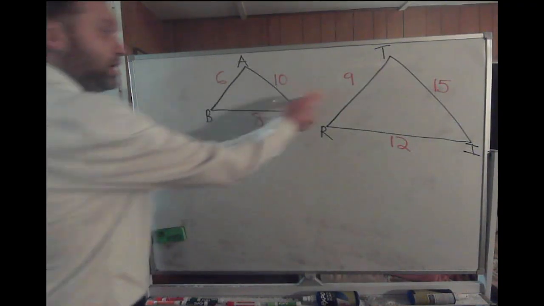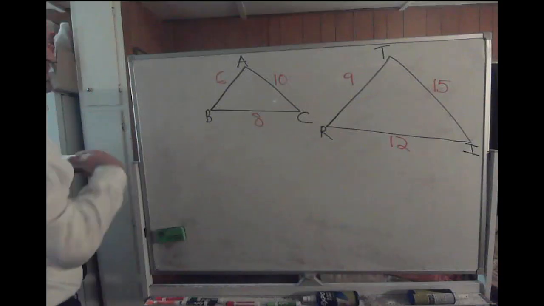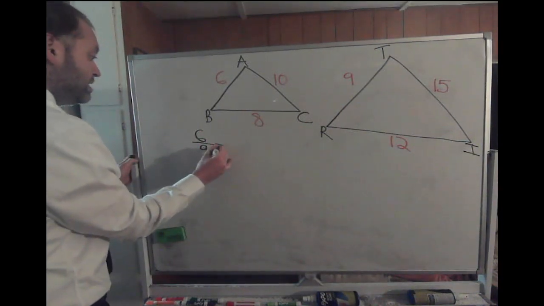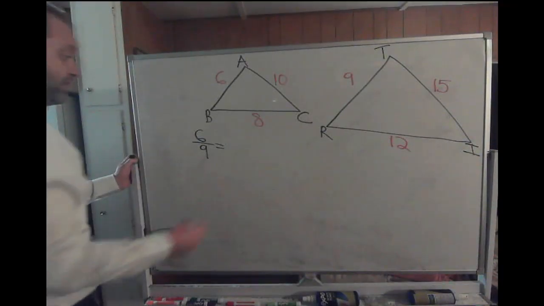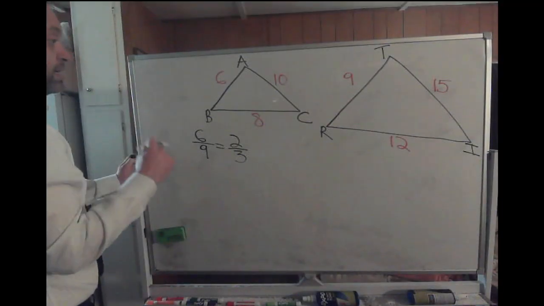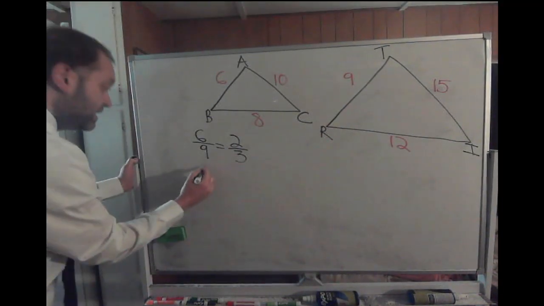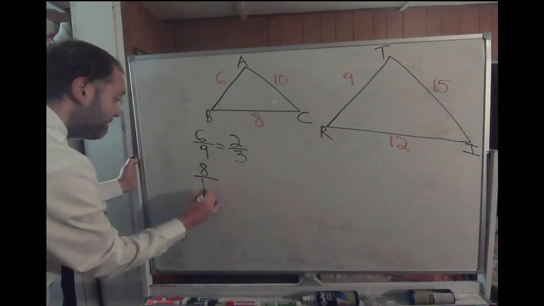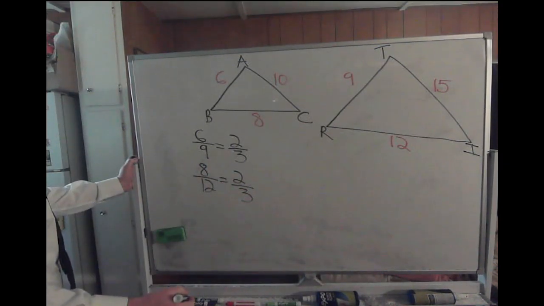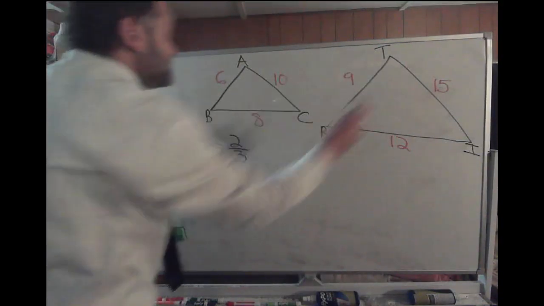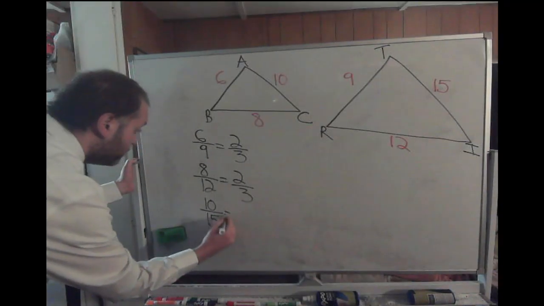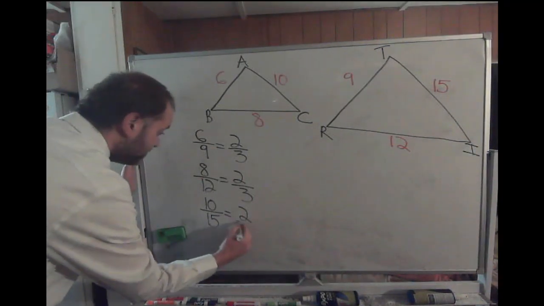Looking at these 2 triangles, AB would be in ratio to TR. So you would take 6 to 9. Well, if you simplify that, you would get the ratio of 2 to 3. Then BC would correspond to RI, so you would take 8 to 12. Well, that would also turn into 2 to 3. And then AC would correspond to TI, so you would take 10 to 15, which would give you 2 to 3.